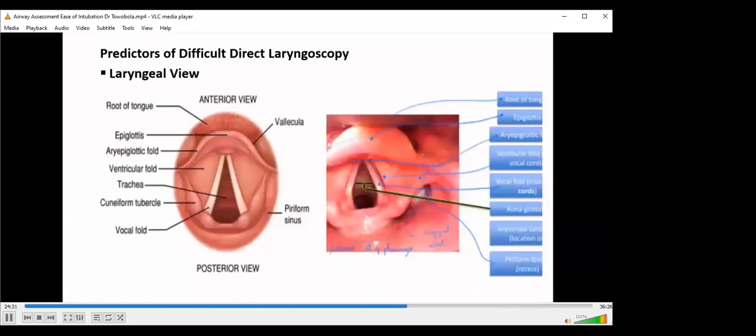Let's look at the laryngeal view. I have 2 pictures here. One is a diagram, and the other is what you would see when an anesthetist does direct laryngoscopy. This is what you would expect to see. That's the picture on the right.